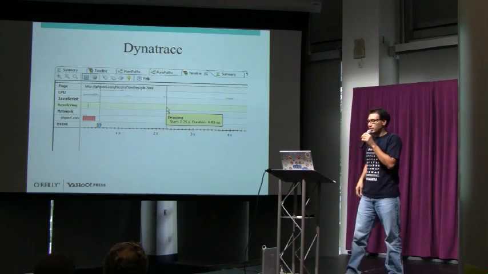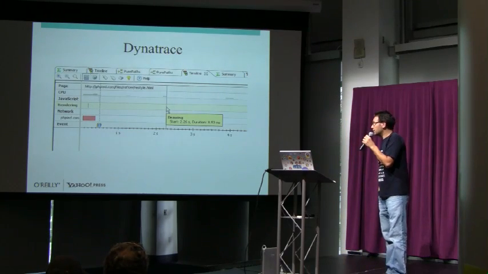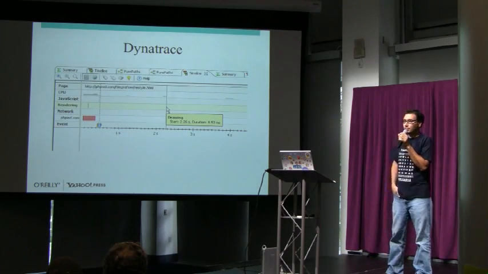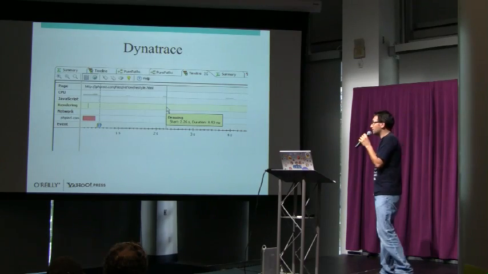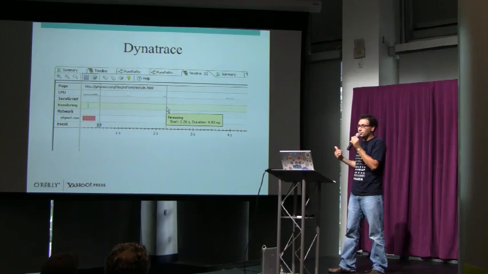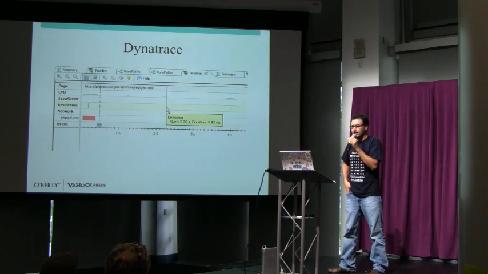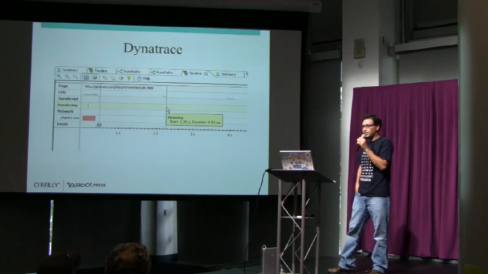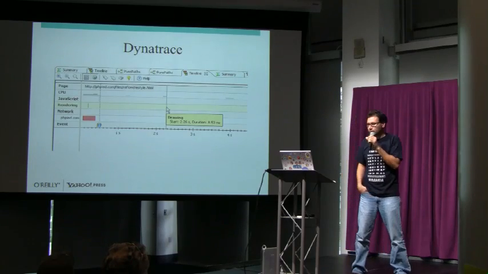So the DOM tree and all that was pretty well understood, but basically we had no idea when reflows and repaints happen until recently. So there are two excellent tools. One is Dynatrace Ajax Edition for IE, and the other one is Speed Tracer for Chrome from Google.